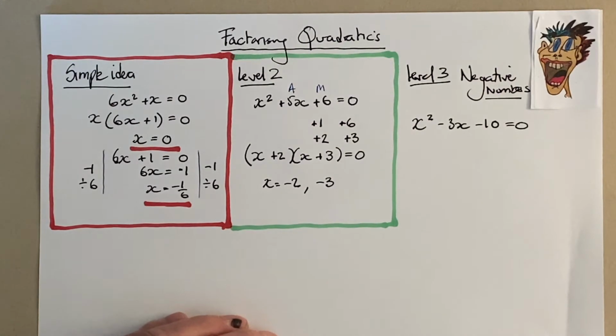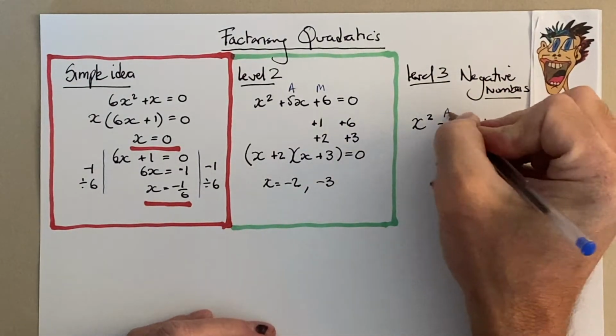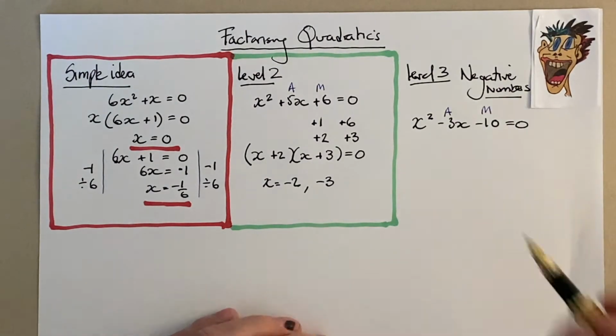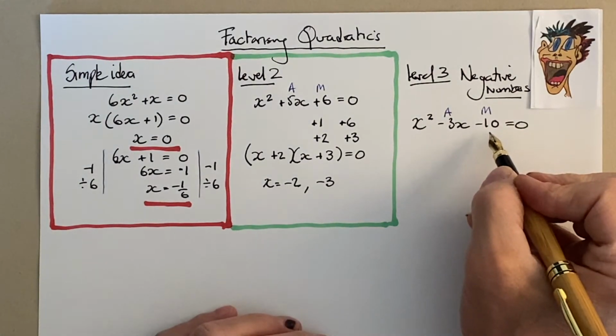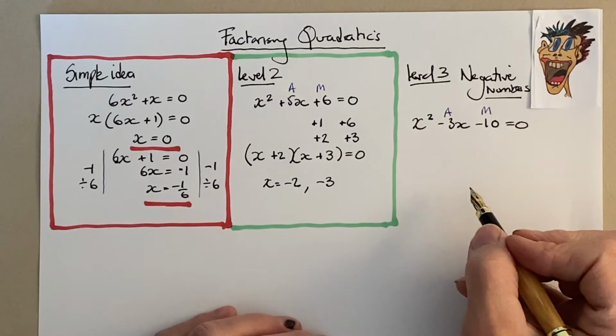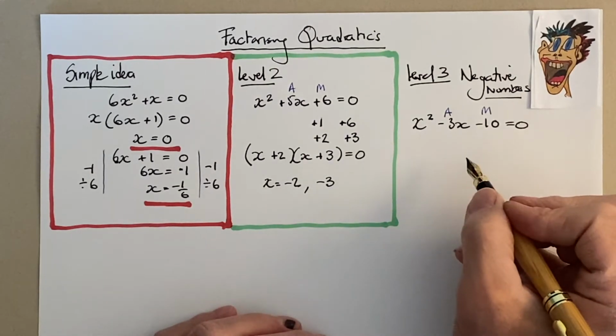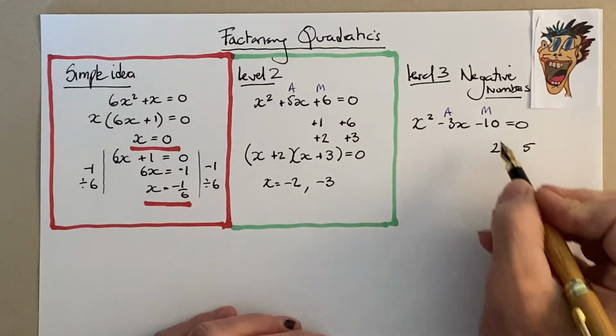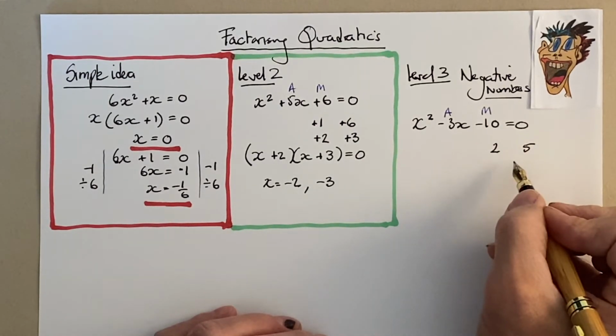So again, I want to put my a above the negative 3 and my m above the negative 10. And I want 2 numbers that multiply to make negative 10 that when added together make negative 3. Now 1 and 10 isn't going to be any good because I can't get negative 3. But if I look at 2 and 5, then they might help. Now I've got to have a minus 10, so one of these has to be a plus, one has to be a minus.